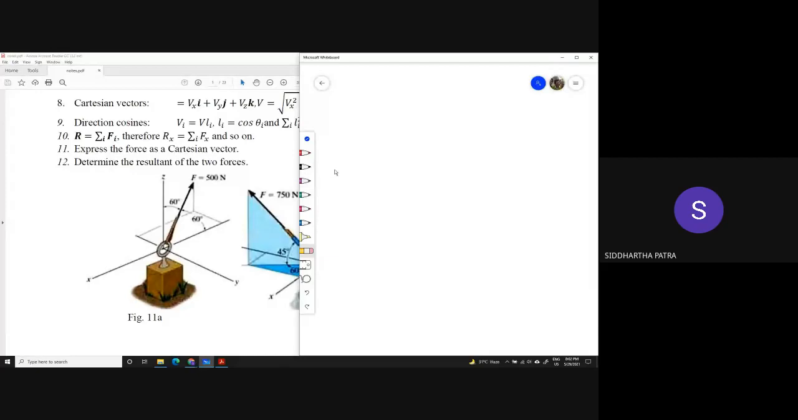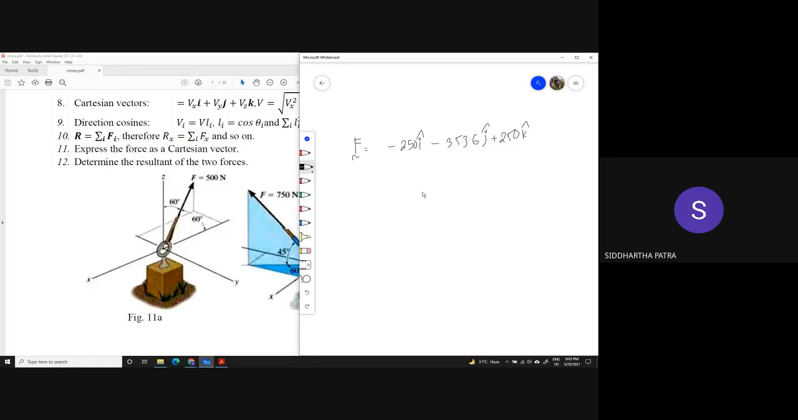With all that, in this problem with figure 11a, if I were to write F as a Cartesian vector, how would F look like? Minus 250 i cap, minus 353.55 j cap, and plus 250 k cap.